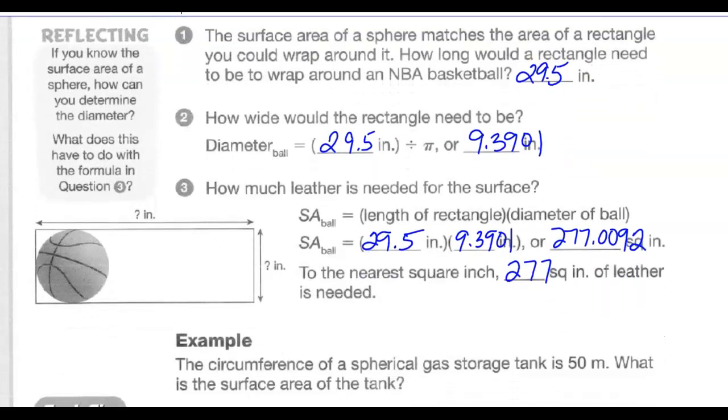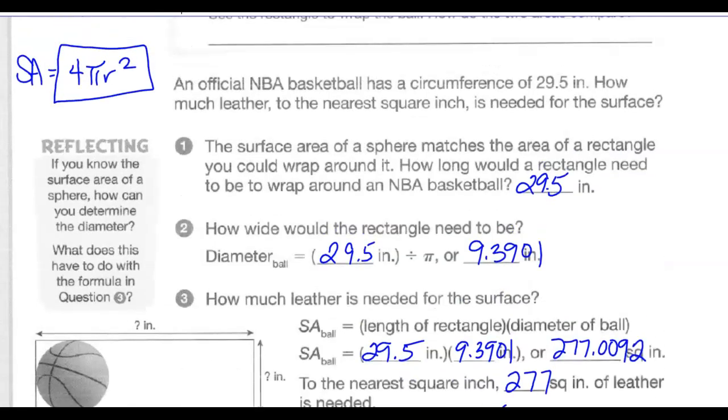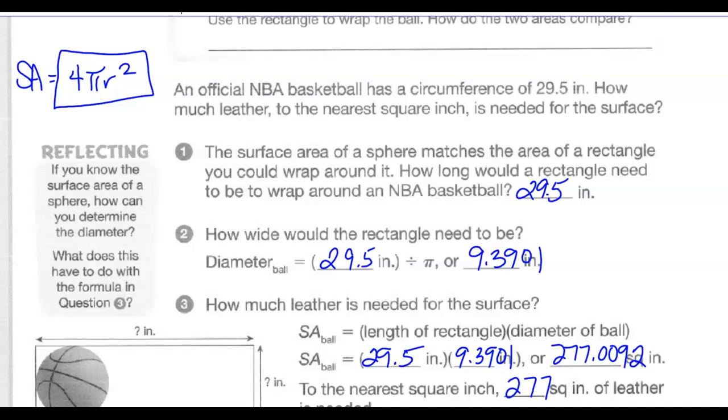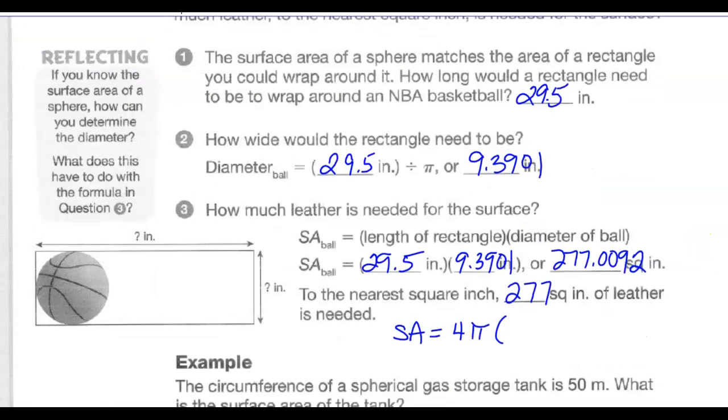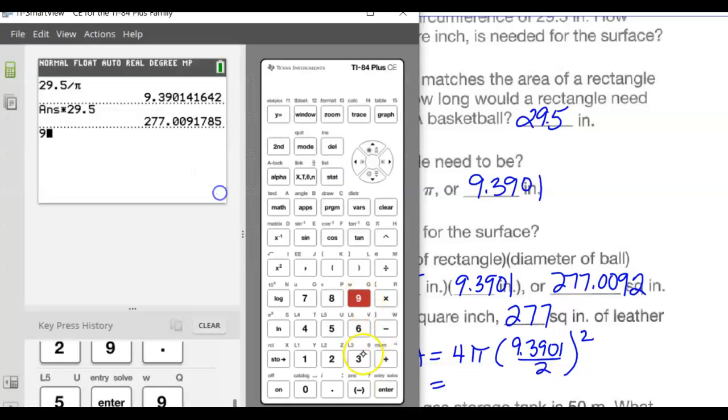Now let's take a look and see if we did it the other way. 4 pi times the radius squared. In this case, we weren't given the radius. We did find the diameter, so we would have to divide that diameter by 2 to get the radius, and then square it. So let's do that.